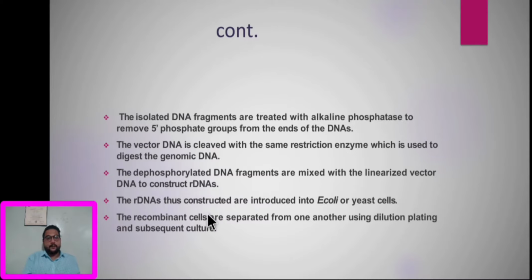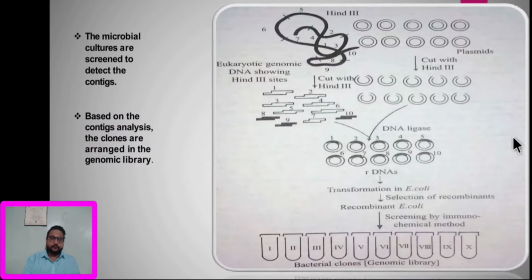The recombinant cells are separated from one another using dilution plating or subsequent culture techniques. Now the microbial cultures are screened to detect the clones. These are the plasmids. They are cut with the help of the HindIII restriction endonuclease. The eukaryotic genomic DNA shows HindIII sites, and it is cut with HindIII. Then this DNA is ligated with the plasmid DNA by using DNA ligase. Then these are the recombinant DNAs.